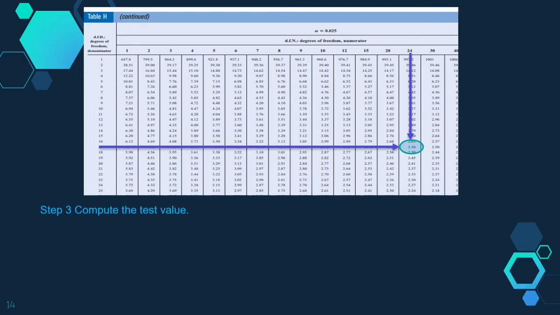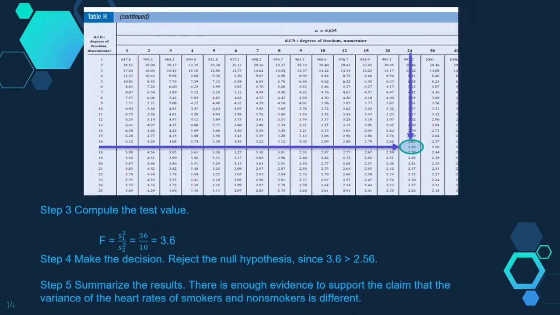Step 3, compute the test value, wherein F is equal to s squared sub 1 all over s squared sub 2, which is equal to 36 all over 10. Then we get 3.6. Step 4, make the decision. Reject the null hypothesis, since 3.6 is greater than 2.56. Step 5, summarize the results. There is enough evidence to support the claim that the variance of the heart rates of smokers and non-smokers is different.